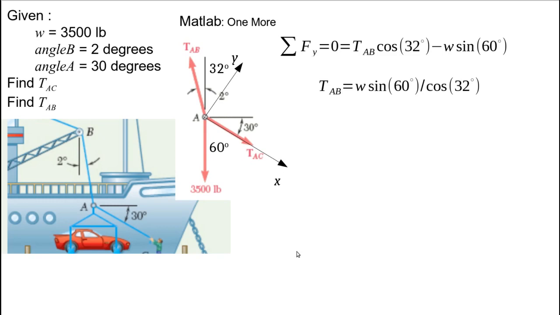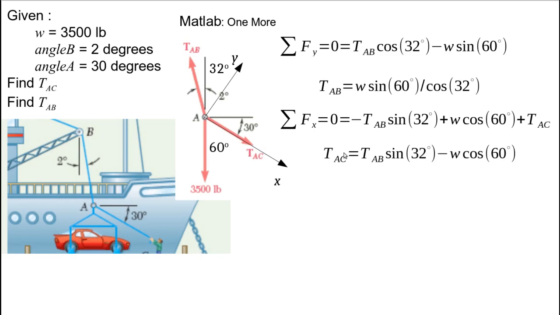And then we can do the sum of forces in x. Again, we get TAB as a negative sine of 32, the opposite side here. The weight is the adjacent side on the inside here. The 60 degrees should be cosine of 60 degrees. And TAC is pulling right down the x-axis. And again, the only thing we don't know at this point is TAC, so we can solve this equation for TAC.